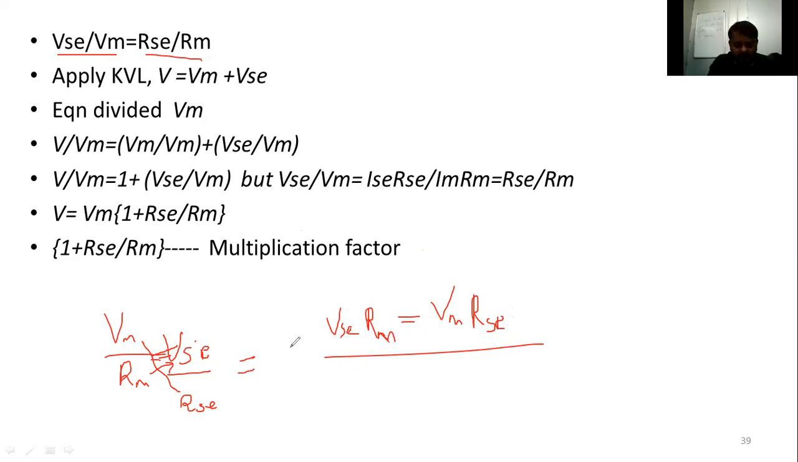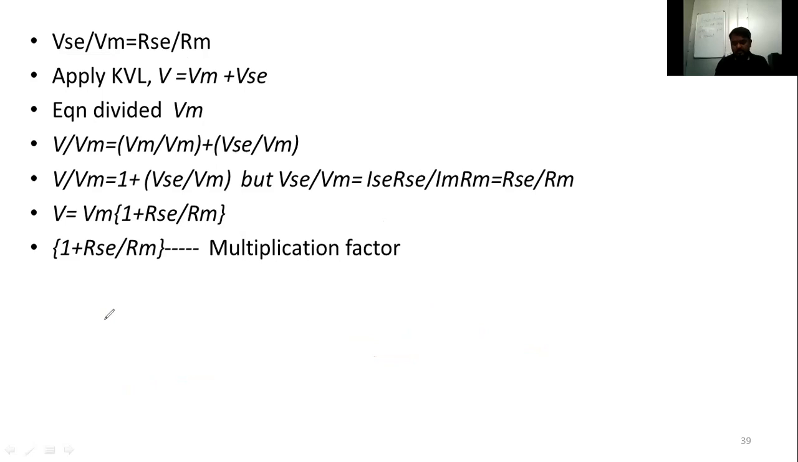So what have they done here now? Just a minute. I will use the tab, not the writing pad. I will use a better way. Vm into Rm. Im equal to Vm by Rm. Vm by Rm equal to Is equal to VSC by RSC.